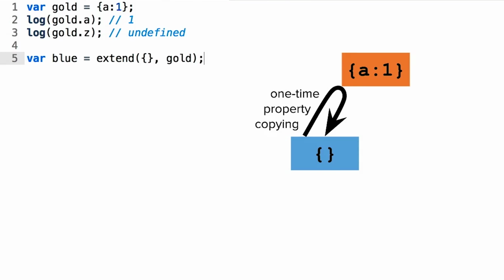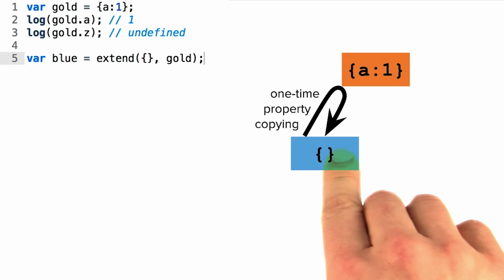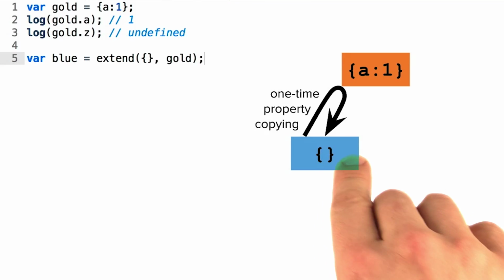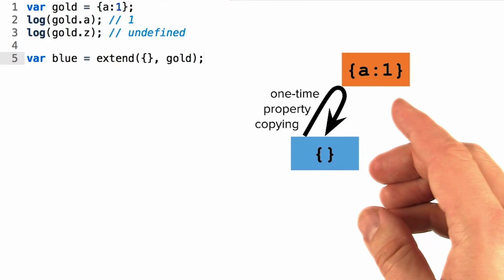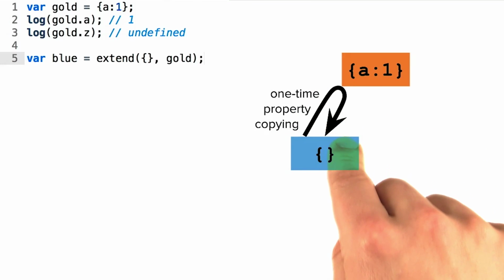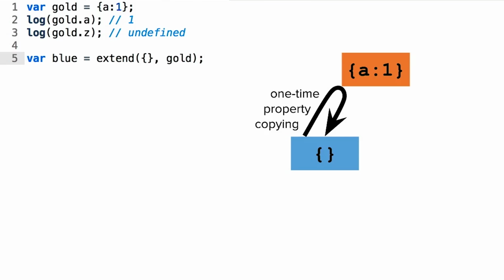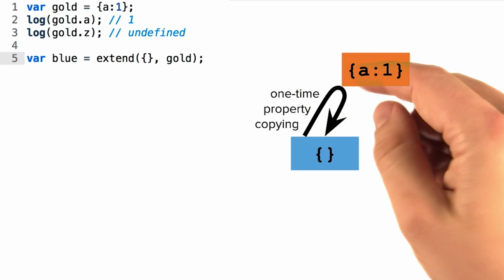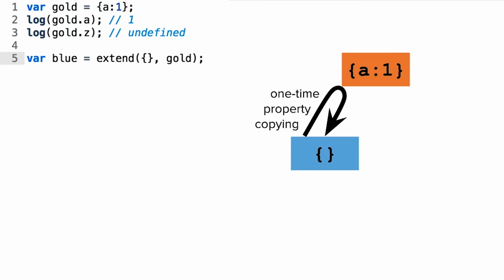Now, although the effect of this copy operation on the blue object will last indefinitely, it's important to remember that the copying happens just at one moment during the program's execution. It is not an ongoing copying back and forth behavior that keeps the two objects in sync.